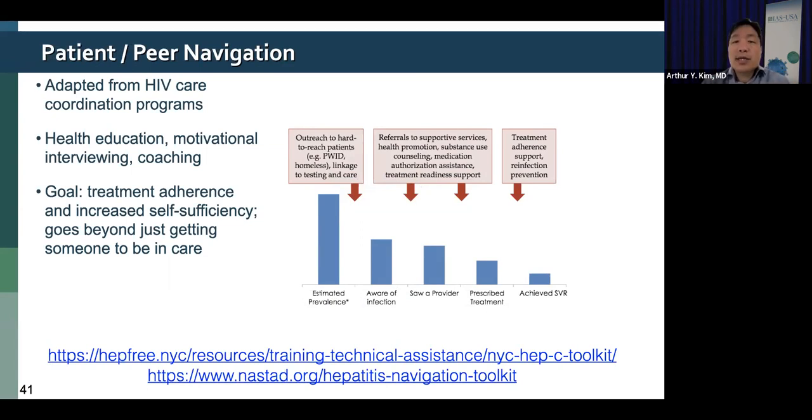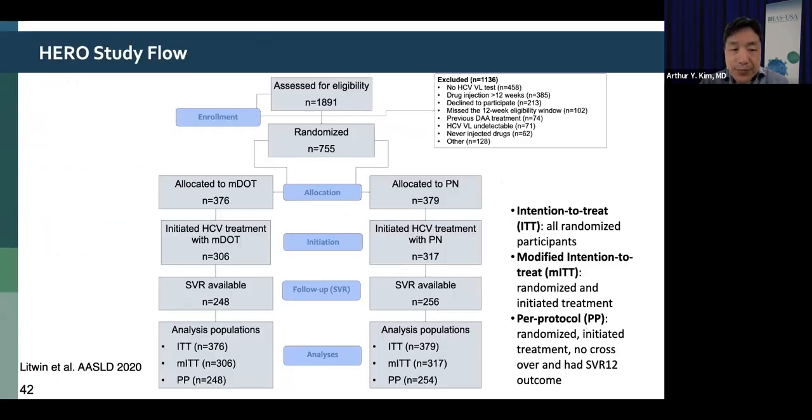And here you see the estimated prevalence of hep C, whether they're aware of it, whether they saw a provider, the so-called cascade of care. The idea is to enhance that ratio along every step. And actually most of the slides will be clickable, so once you receive the PDF, you can click on this to go to some of these websites.